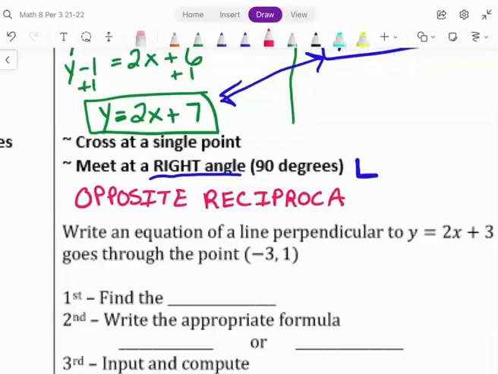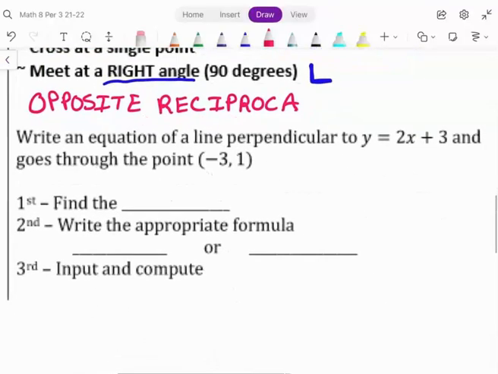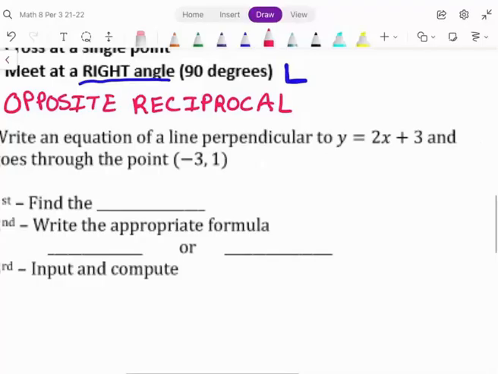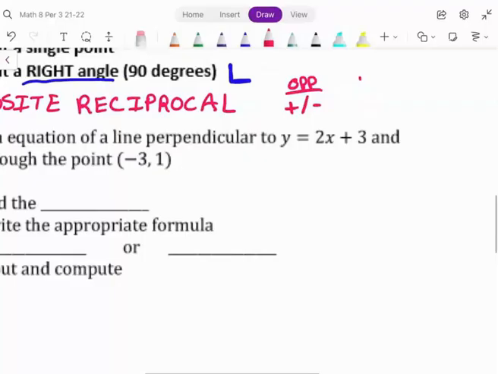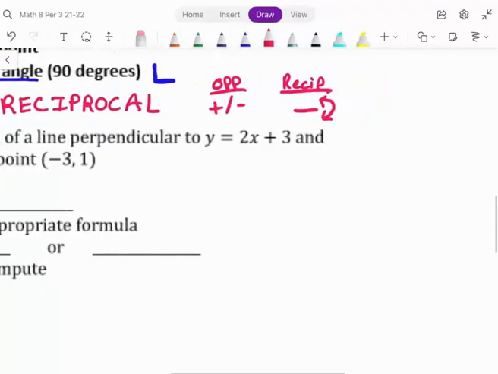Okay, so same thing. All right, so opposite. What does opposite mean? If we're dealing with opposites, we have positive and negative. So if it starts out negative, it means you change it to a positive. If it starts out positive, you change it to a negative. Okay? Reciprocal is when you have a fraction and you switch the top and the bottom. So the way I say it is flip the sign and flip the fraction.